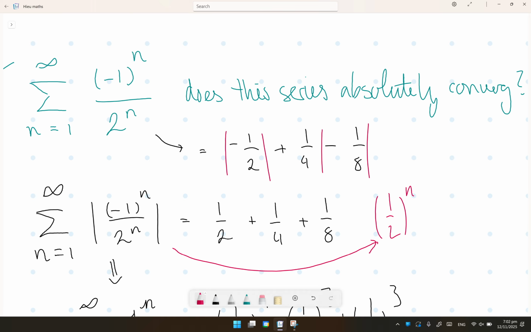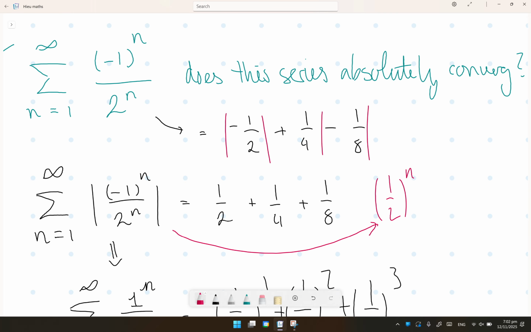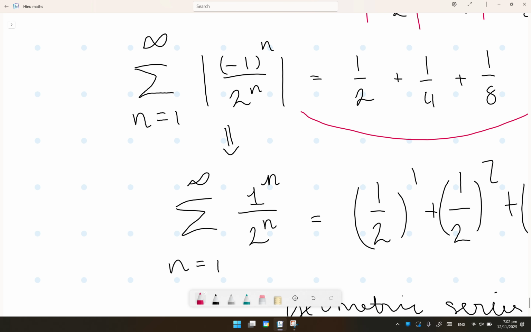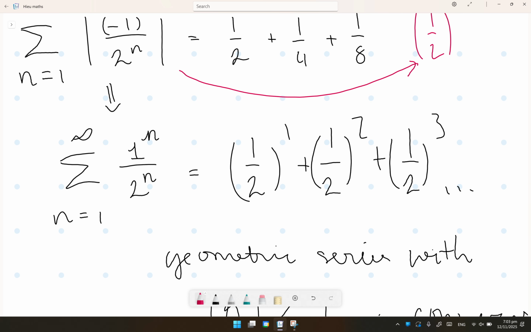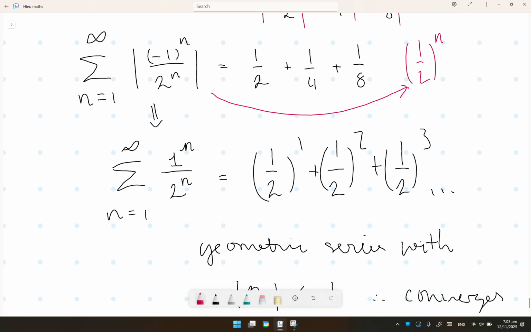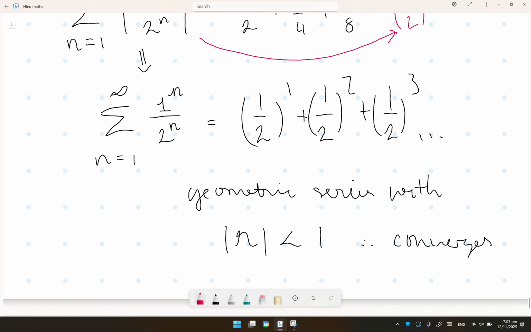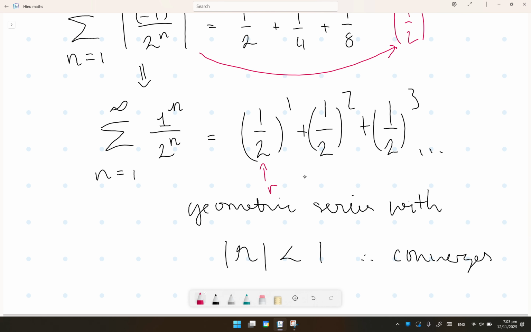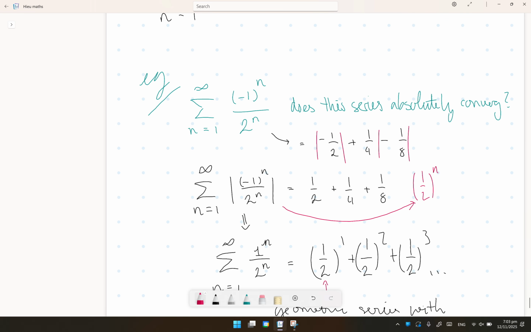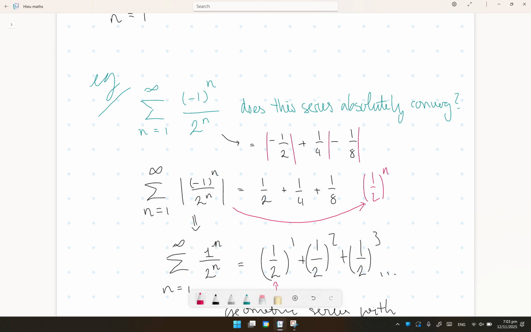And that's the magic of the absolute value, because it removes the minus, and it's just basically 1 to the n over 2 to the n, which is going to look like this. And what we realize is that it's actually a geometric series, with a ratio of 1/2. And if the absolute value of the ratio is less than 1, the series converges. So this series right here absolutely converges.